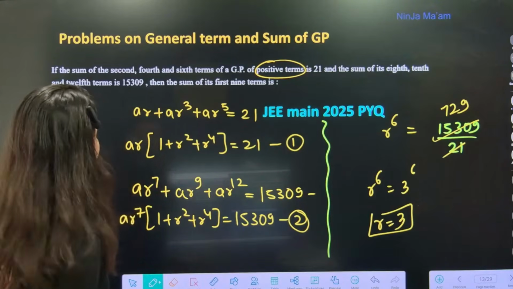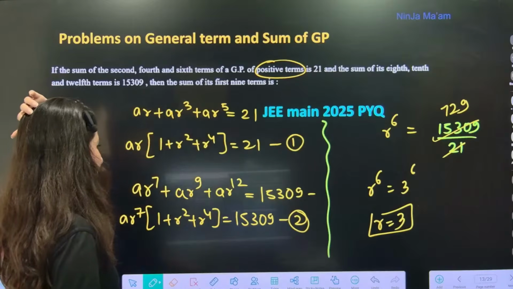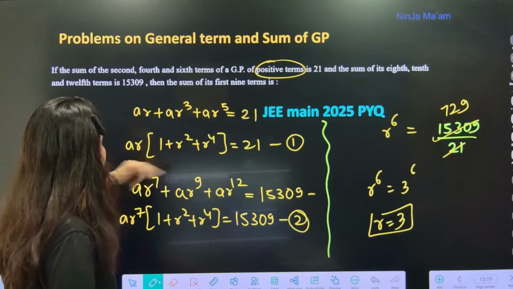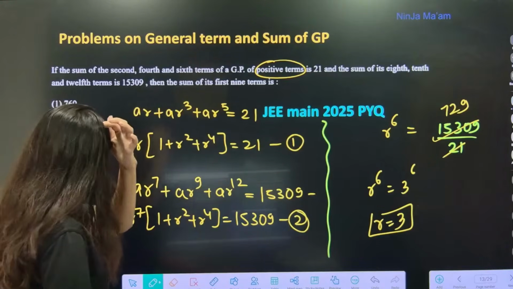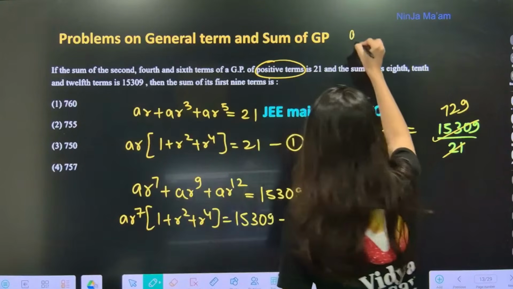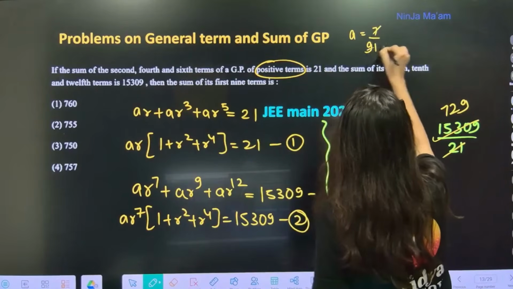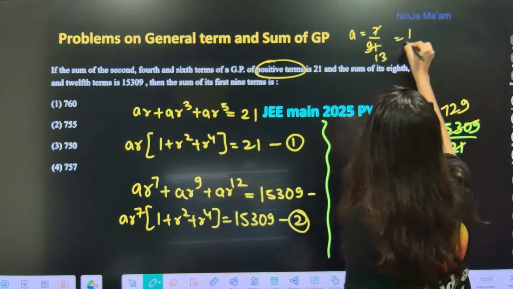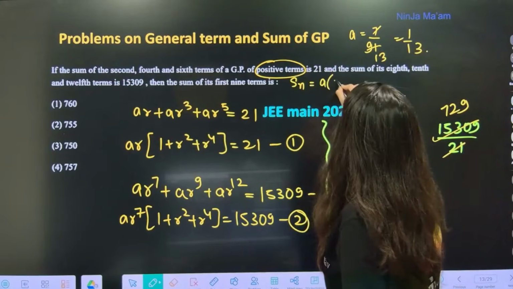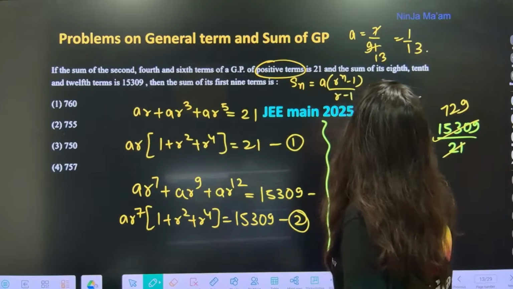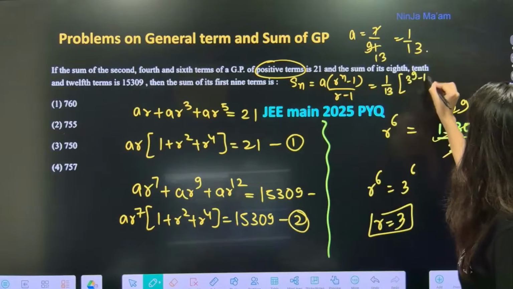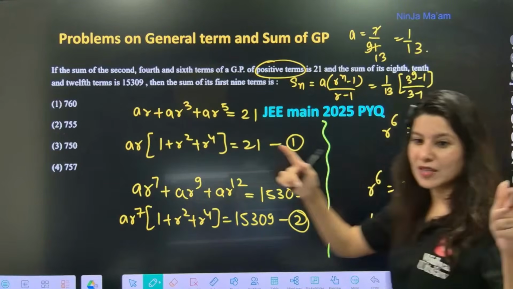R power 4 is 81 plus 9, which is 90, so this is 91, and this is 3. So 7 by 91. A is equal to 7 upon 91. 7 ones are 7, 7 threes are 21. 1 upon 13. Sum of first 9 terms, Sn, is equal to A times R power n minus 1 upon R minus 1. So 1 by 13 times 3 power 9 minus 1 upon 3 minus 1.